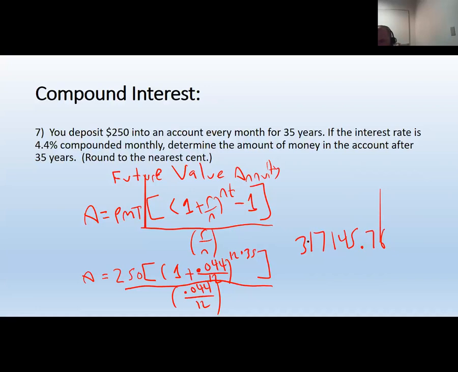Did anybody not get that or have any questions? Okay. Actually, I made a mistake when I put it in my calculator here. I'm going to redo it. I didn't subtract the 1 there. Sorry about that, guys. So it's actually $248,963.94 would be the result there. Okay. Does anybody have any questions?